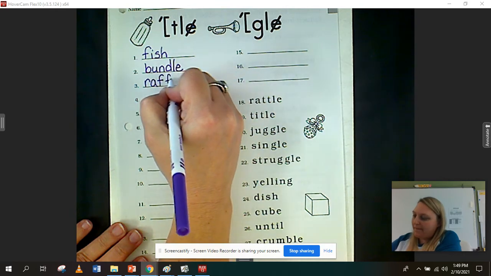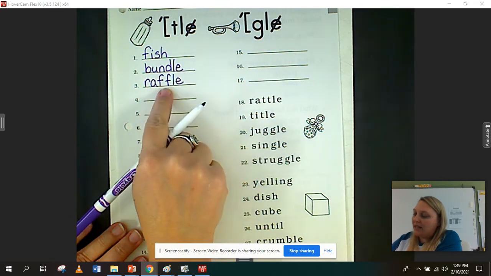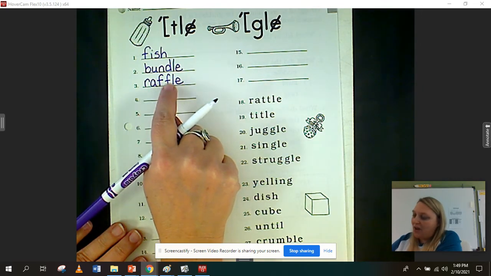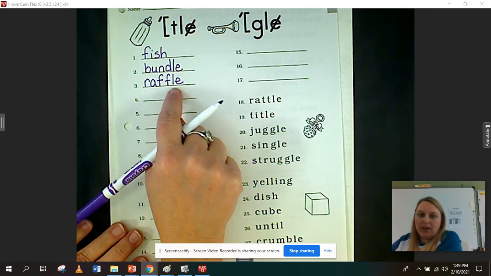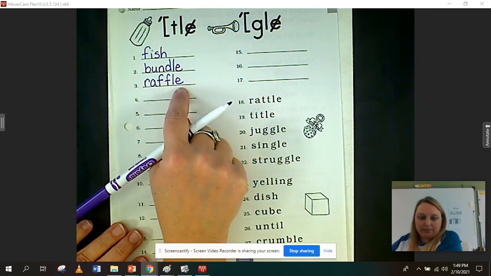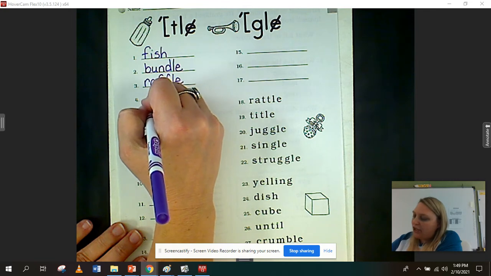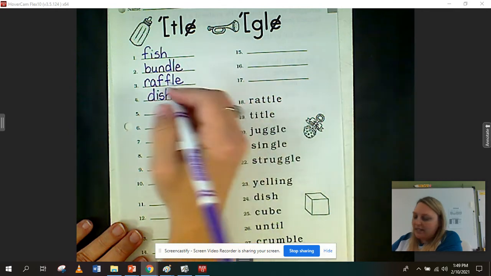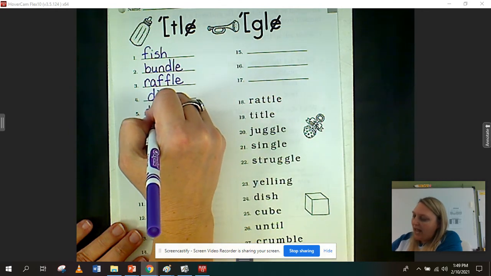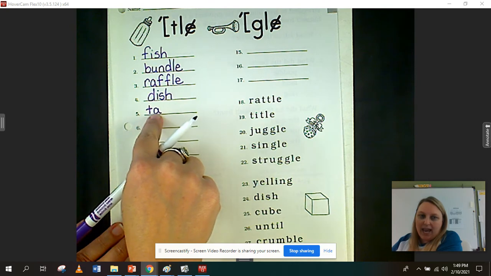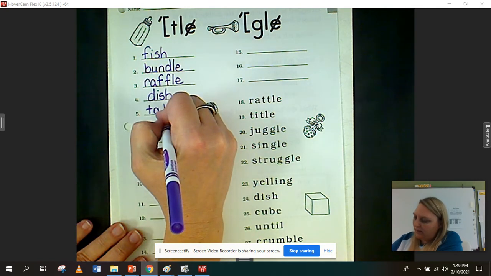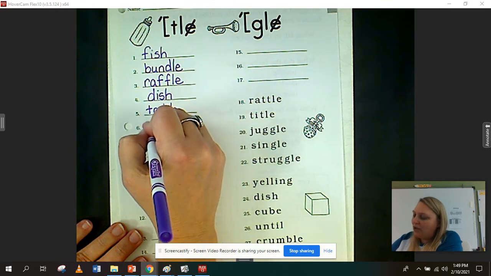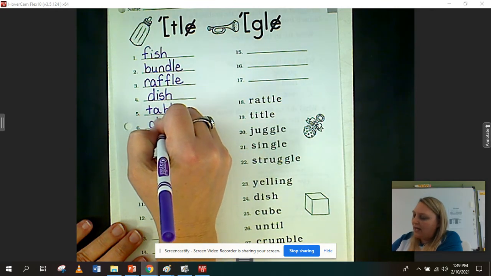Full. Now, we doubled the consonant because this is a short vowel. And then we still have our final stable syllable, F-L-E, on the end of our word, raffle. All right, number 4 was dish, d-ish. Number 5 was table. You hear that long A? Ull. And number 6 was glad. Make sure that G is sitting on that line.